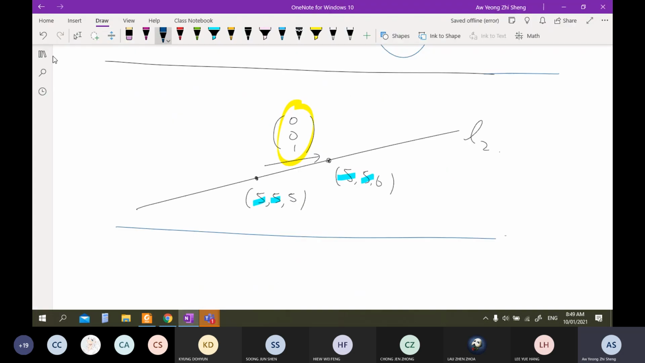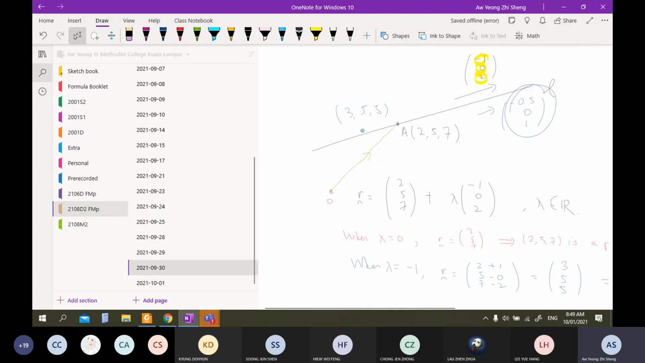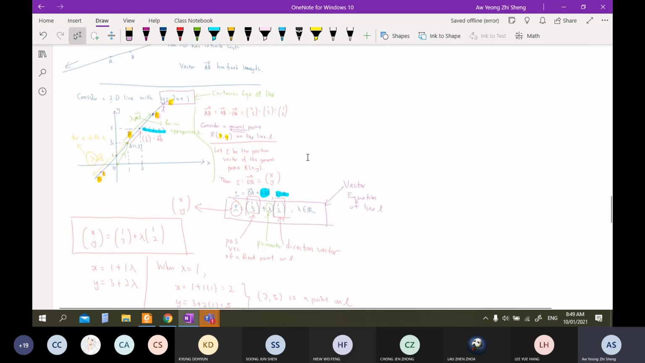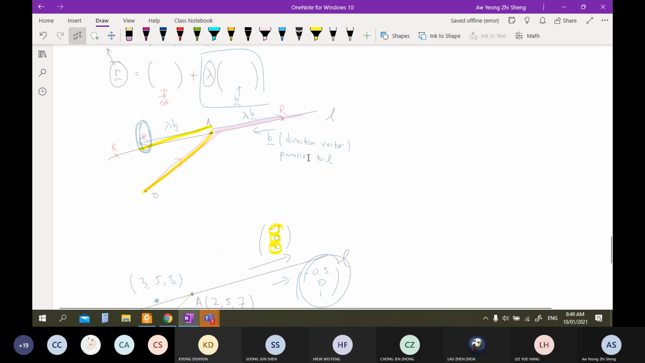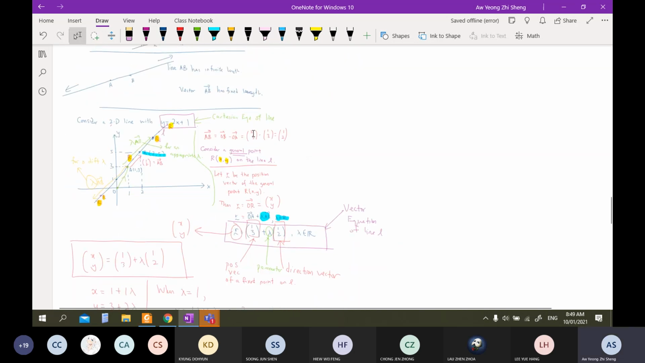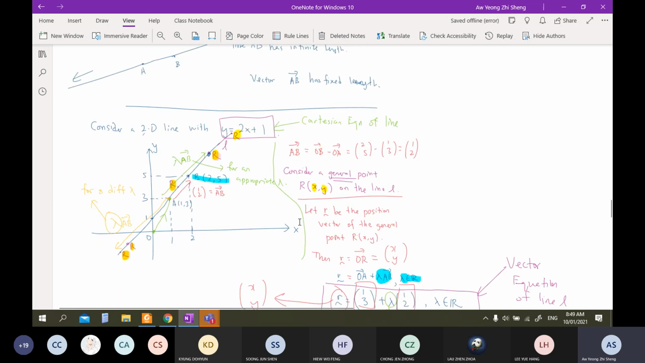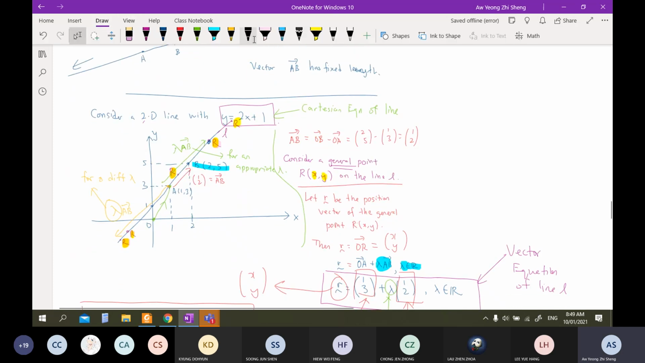I will go back to the story that we talked about yesterday and also earlier today. Where's the story? Yeah, it's this diagram here. Right, so in this story, the Cartesian equation was y equals x plus 1. This is Cartesian. And the vector equation is r equals (1, 3) plus lambda (1, 2).